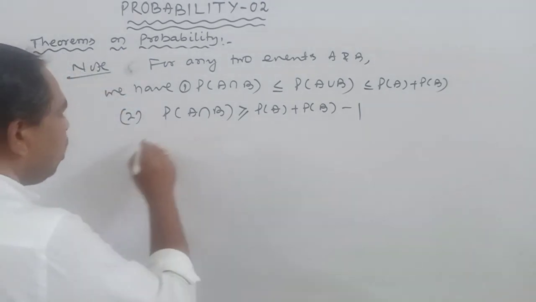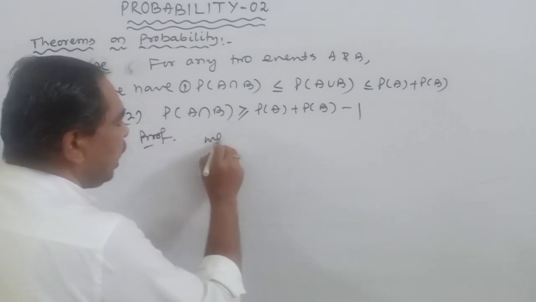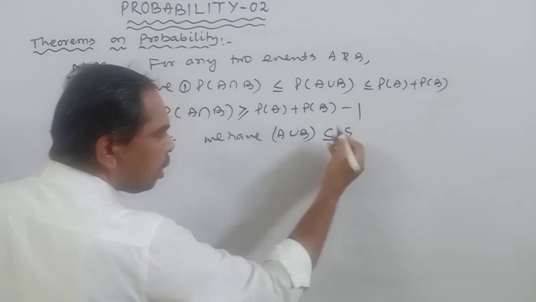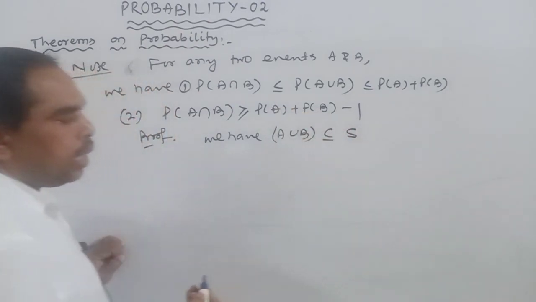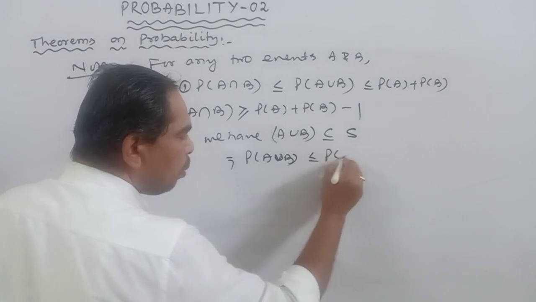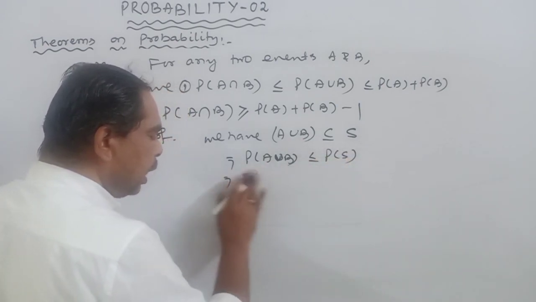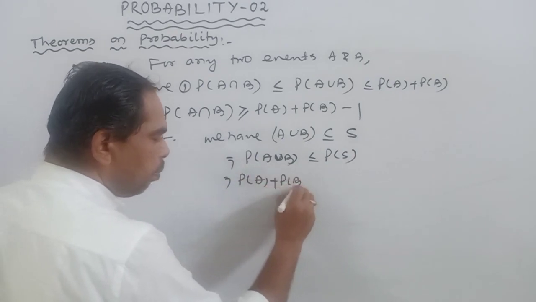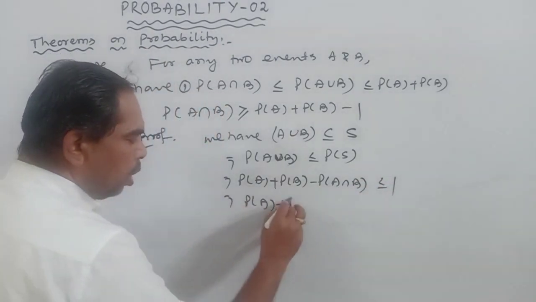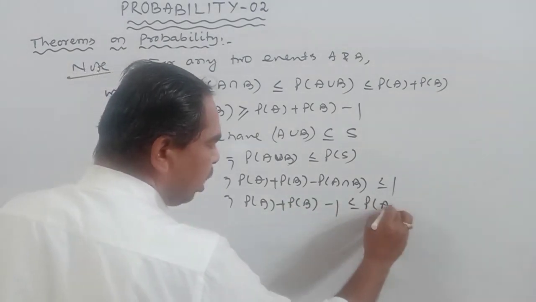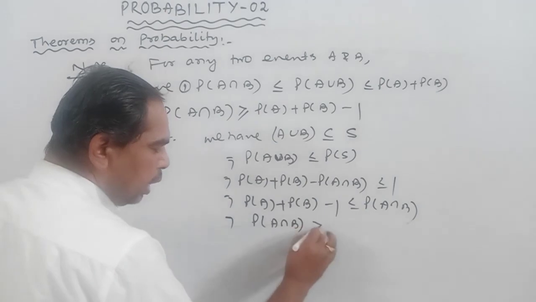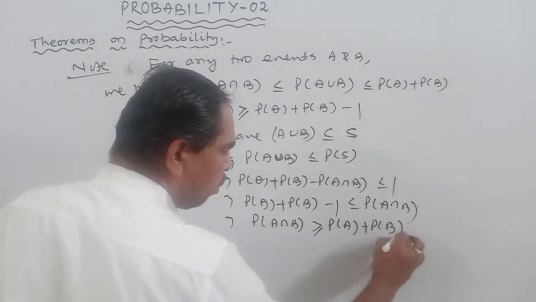Now let us prove this. We have A union B is always a subset of sample space S. So this implies P of A union B is less than or equal to P of S. So P of A union B means PA plus PB minus P of A intersection B is less than or equal to 1. So this implies PA plus PB minus 1 is less than or equal to P of A intersection B. So this implies P of A intersection B is greater than or equal to PA plus PB minus 1.